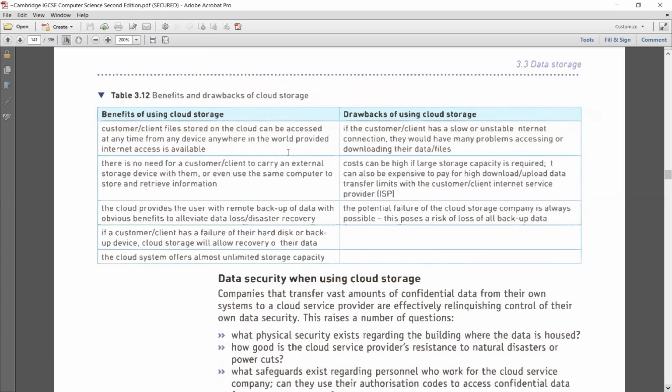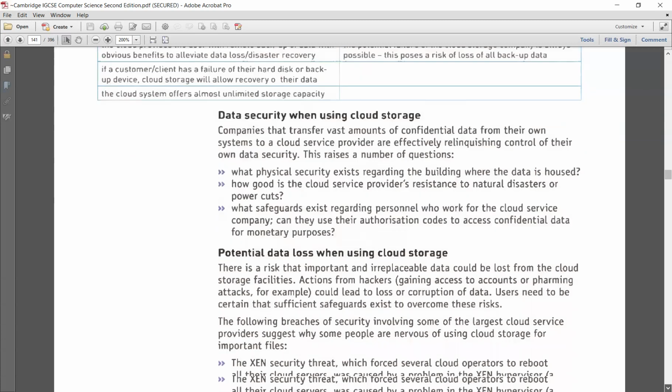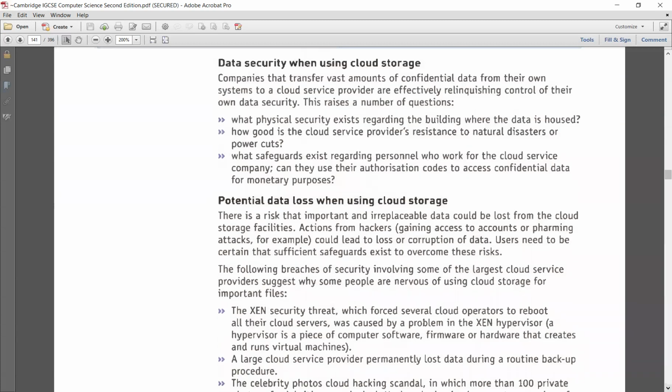On the contrary, if the customer has a slow or unstable internet connection, he will not be able to access anything from the cloud. Cost can be high: if you are going for a higher capacity, then you have to pay a certain amount to your ISP. And potential failure of the cloud storage may result in a complete failure for your own data and your own system. So everything has its own benefits and drawbacks. You need to work on this one as well.